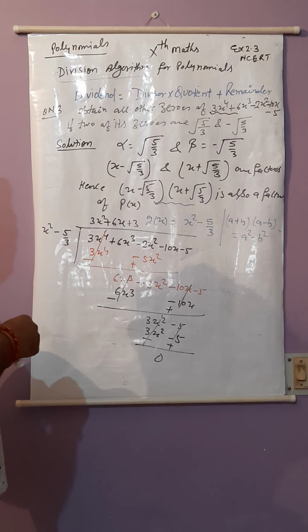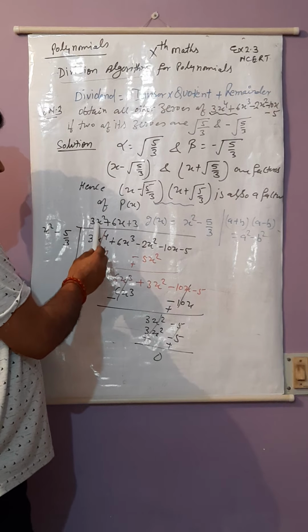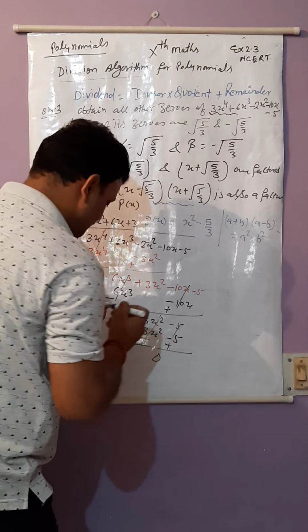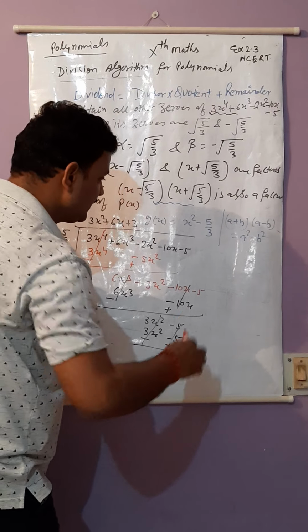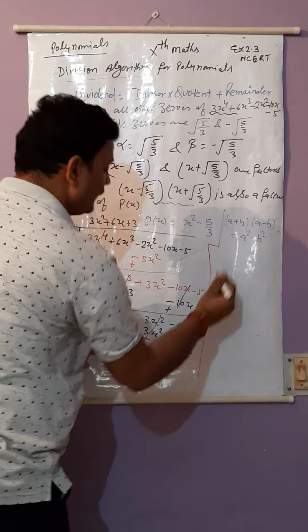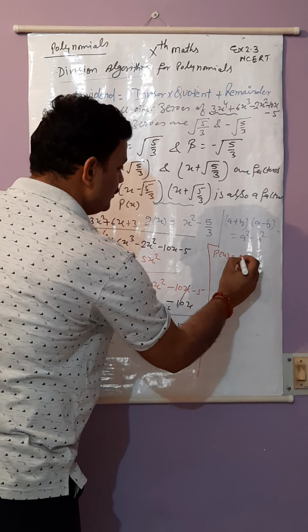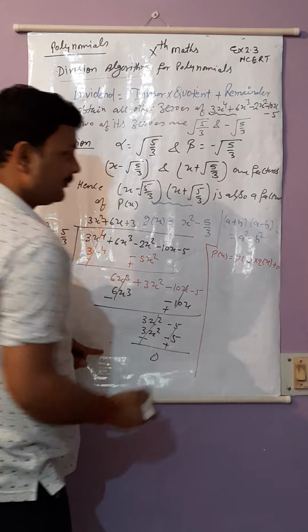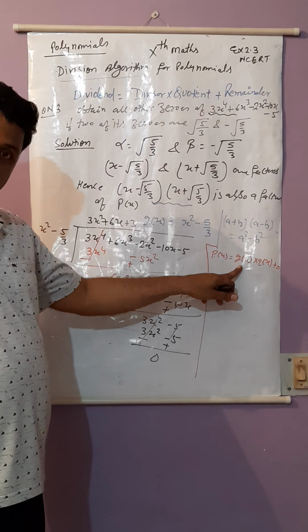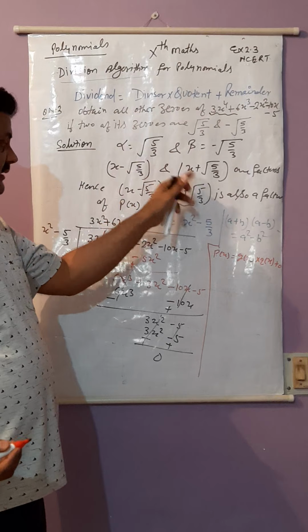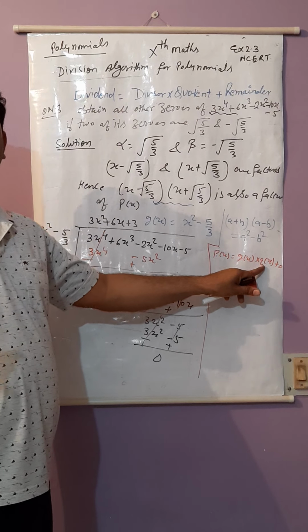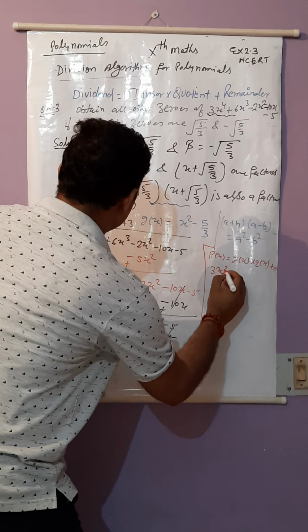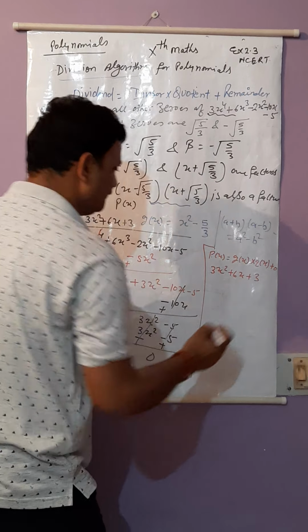For the other zeros we have to find the factors of this q(x). So by using this division algorithm, we have p(x) equal to g(x) into q(x) plus 0. We have g(x), it was this and this, so we have to find q(x). Let's find the factors of q(x). What is q(x)? It is 3x² plus 6x plus 3.